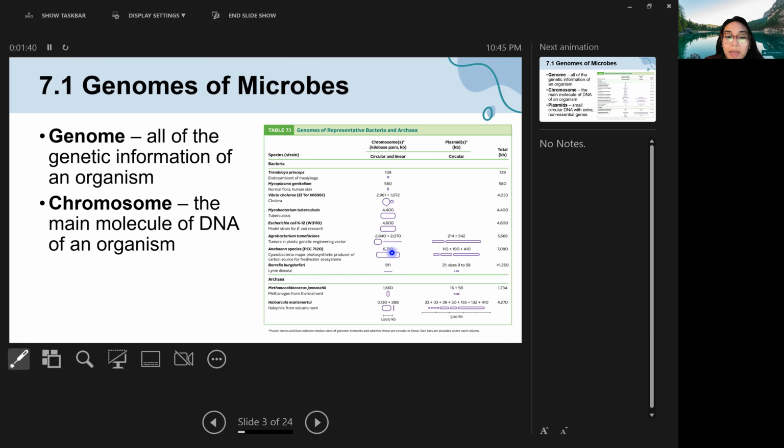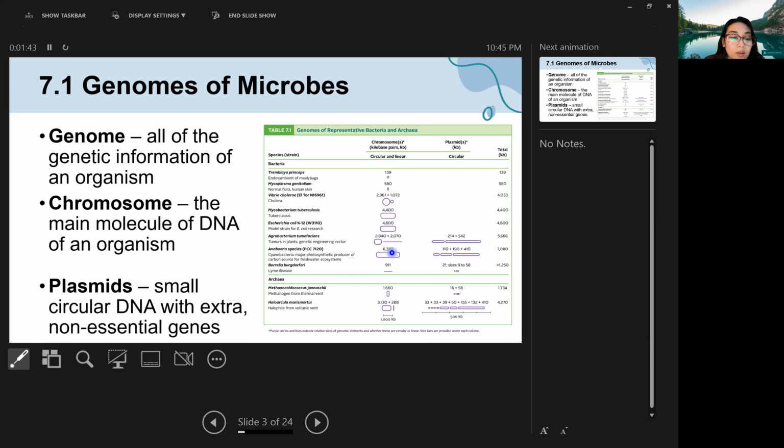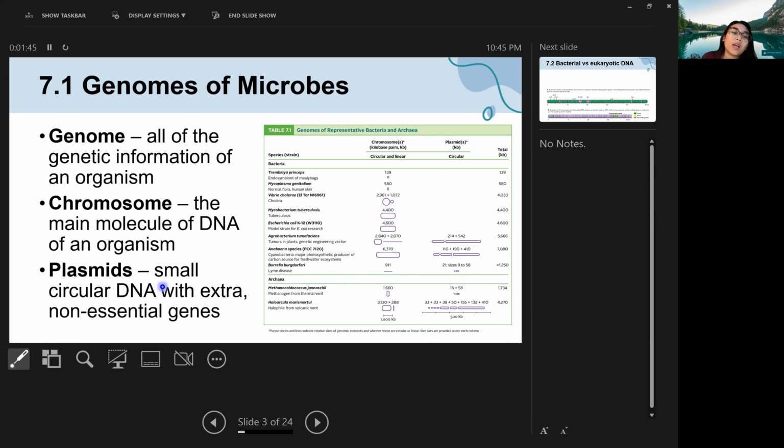Okay. And some bacteria also have these smaller pieces of DNA called plasmids. So these smaller pieces of DNA, again, are circular, and they contain non-essential genes, but are still very useful. And we'll talk about in this chapter what these plasmids do and how they work as well. The main bulk of what we're going to talk about are the chromosomes, but the plasmids are also something that we're going to talk about.